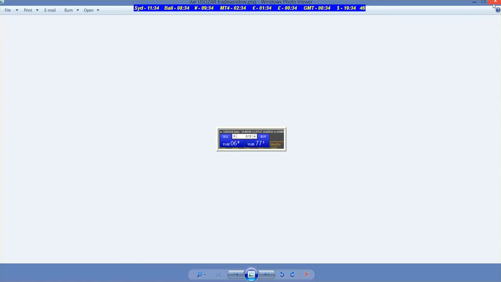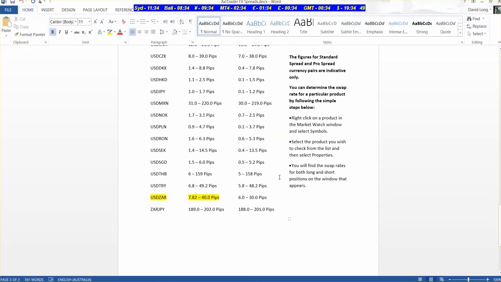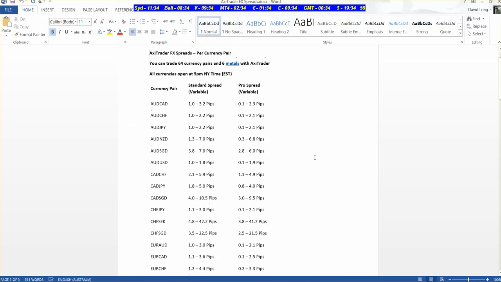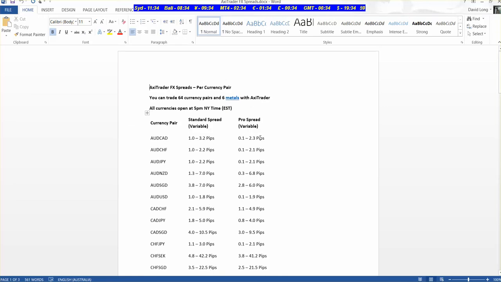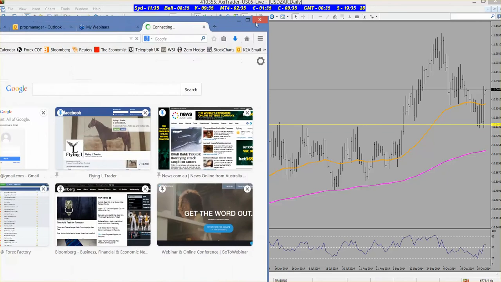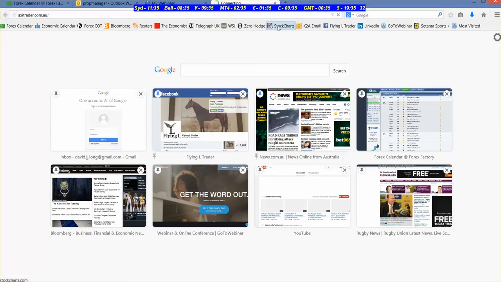Can you have a copy of this? This is freely available on their website. All of these, what's shown here, you should be able to find on the AxiTrader website quite easily. If I bring up AxiTrader, I'll show you where to find it on their website. Sorry, computer's running a little slow. If we can go to webinars, really quite slow. Come on.